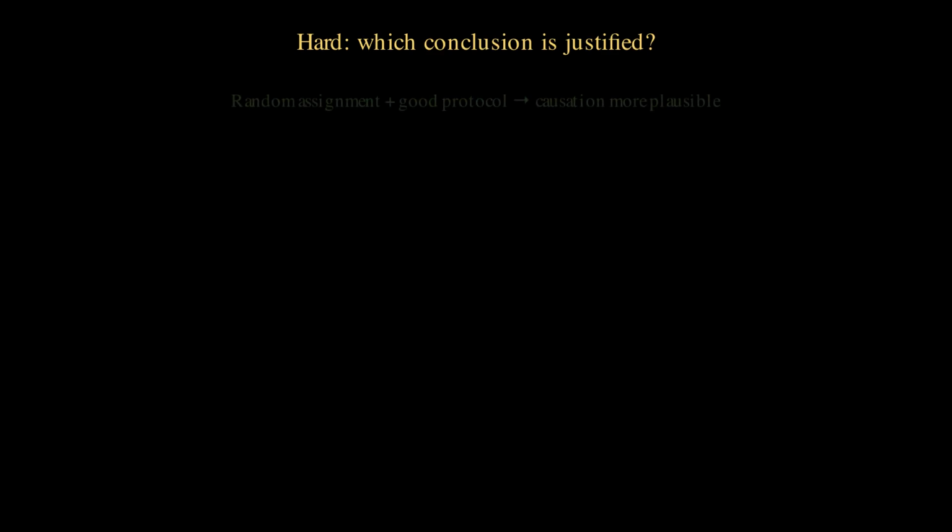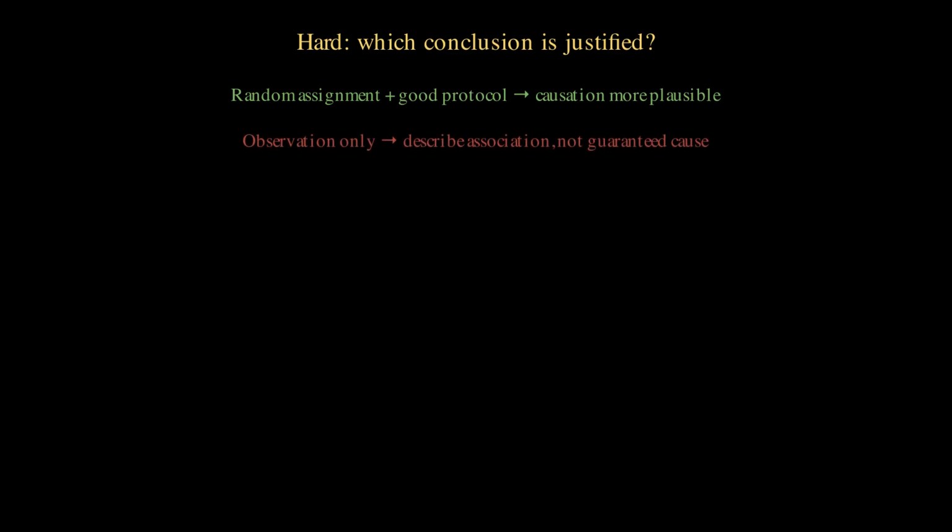Harder items ask which conclusion is valid. Start by checking whether treatments were randomly assigned. If assignment was random and the study is well executed, a difference in outcomes can support a causal statement about the treatment. If the study is purely observational, stick to association language, even if the pattern feels convincing.